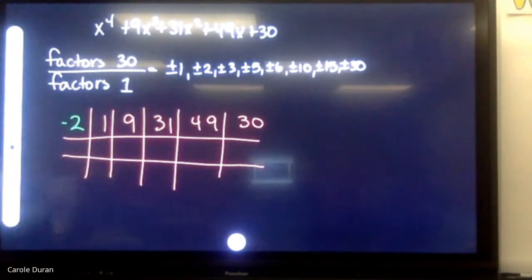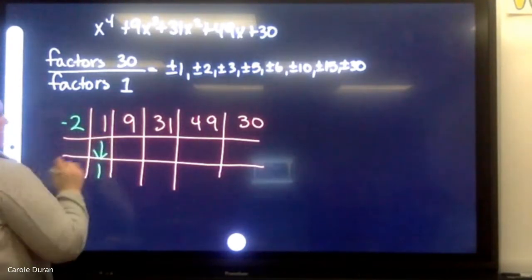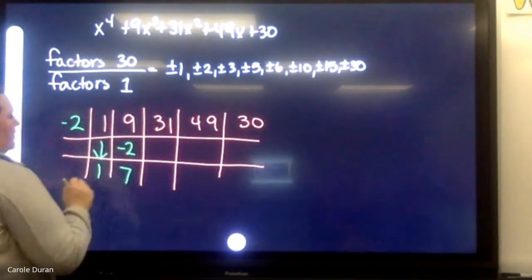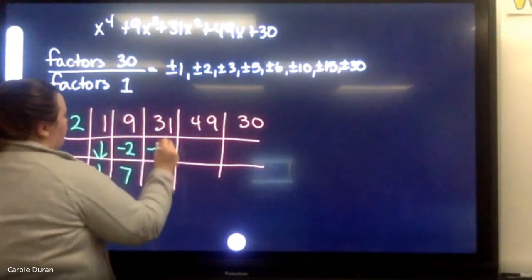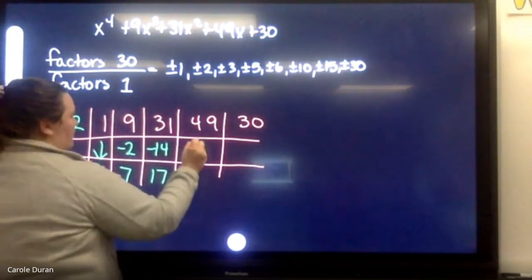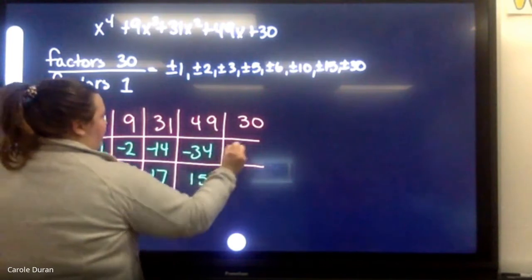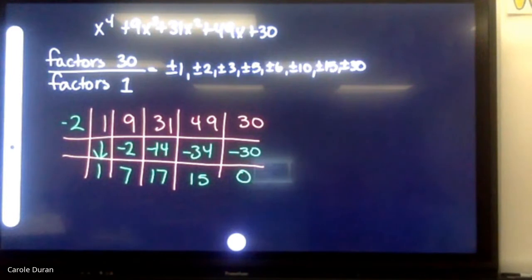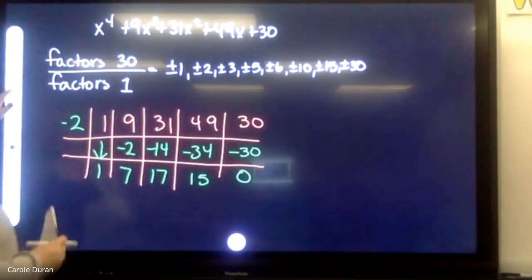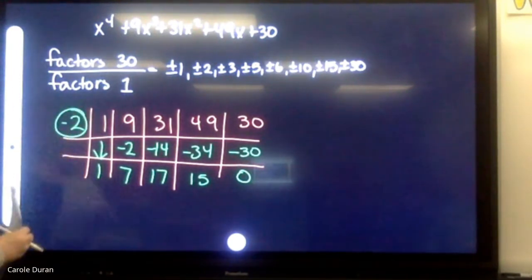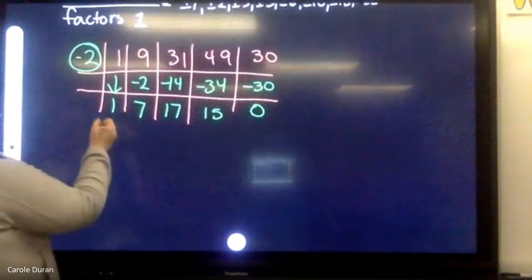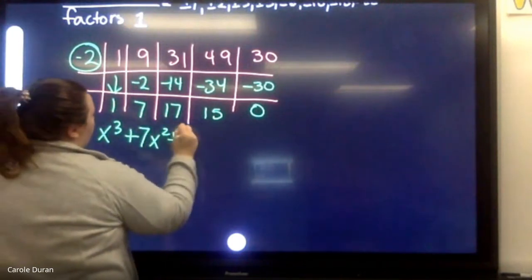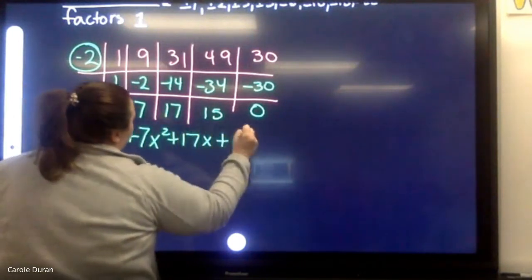So when we divide out -2, the 1 drops straight down. 1 times -2 is -2. 9 minus 2 is 7. 7 times -2 is -14. And I just keep doing this. And what do you know? I get a remainder of 0, which means it is a factor. So I can go ahead and circle it because it's also a zero. And I write out what I have left, which is x cubed plus 7x squared plus 17x plus 15.